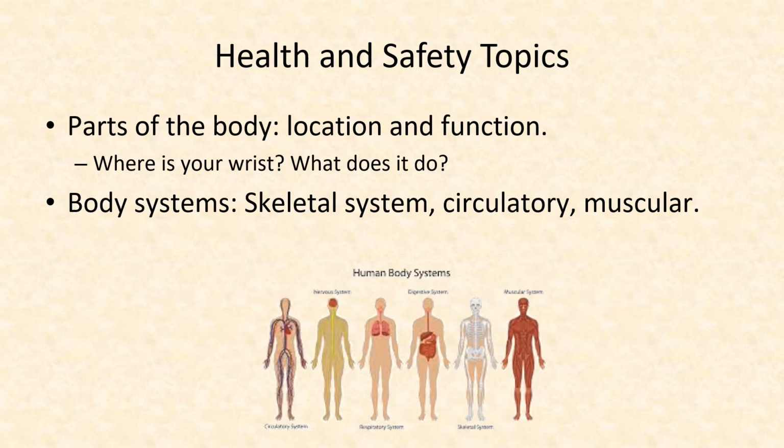What type of health and safety topics would work well for use in a center? For our youngest children, parts of the body, their location, and also what they do. For example, where is your wrist? What does it do for us? If you had no nose, what would you miss doing? What can your ears do to help you? So parts of the body are very good to use in the center for our youngest children.